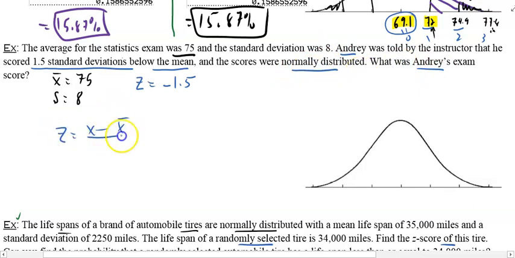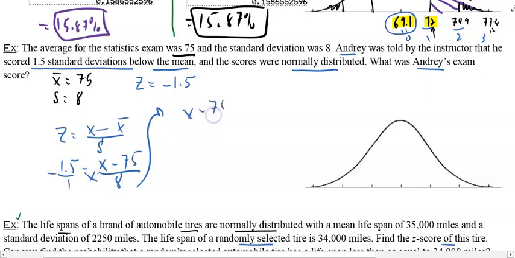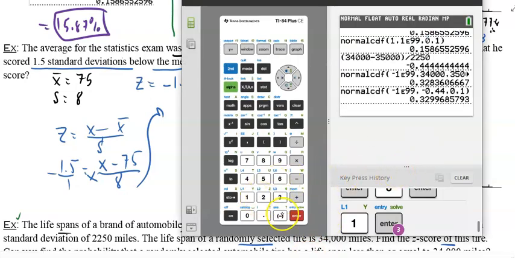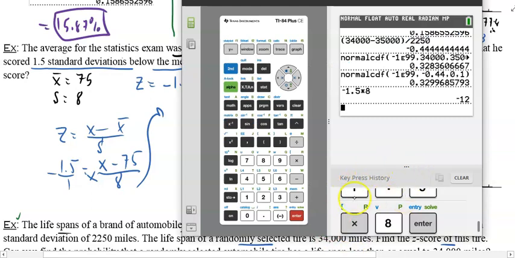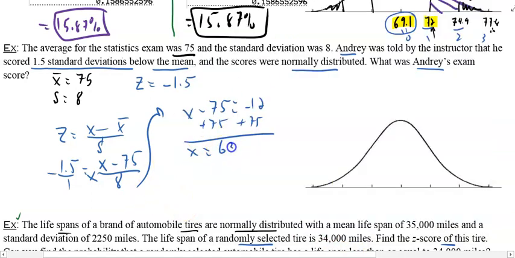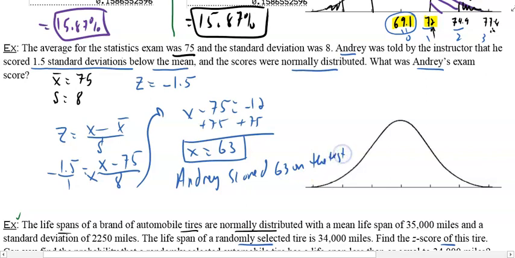Z equals X minus the average divided by the standard deviation. Z is negative 1.5. The score is what I'm looking for. The average is 75, and we have to solve these equations every now and then. Simple algebra, you cross multiply, you get X minus 75 equals negative 1.5 times 8. Negative 1.5 times 8 is negative 12. And if you add 75 to both sides, guess what? His score was 63. Andrew scored 63 on the test. There it is.